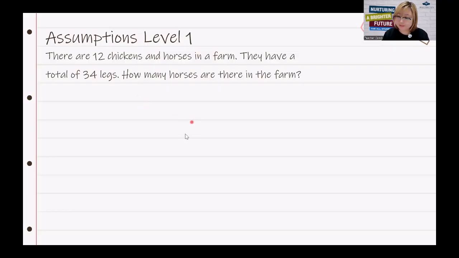Alright, let's take a look at this assumption question we have over here. There are 12 chickens and horses in a farm. They have a total of 34 legs. How many horses are there in the farm?